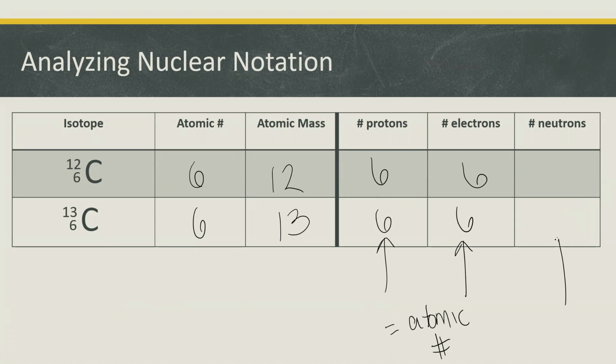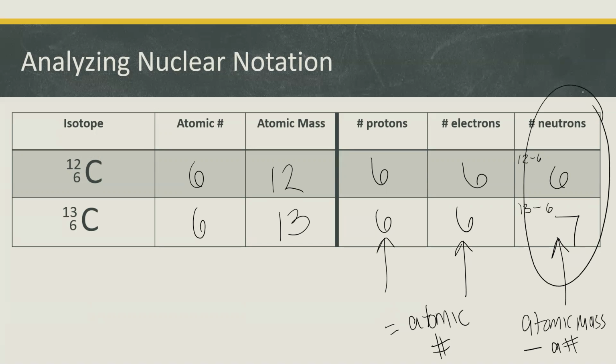To get the number of neutrons, I have to take the atomic mass minus the atomic number. So the atomic mass was 12, atomic number 6, I get 6 neutrons. The atomic mass here was 13, the top number, minus 6, I get 7 neutrons. And that makes sense because the only thing that changed was the number of neutrons. Those are isotopes.